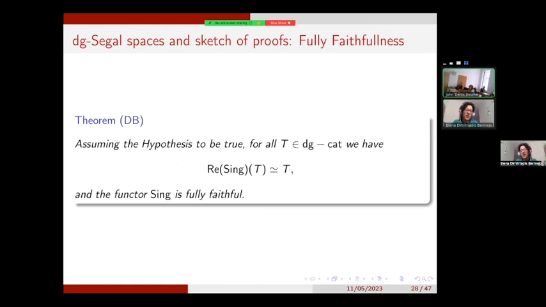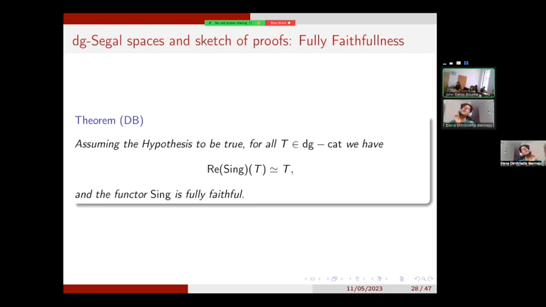And now, assuming that hypothesis, we're getting to the proofs. So I'm going to try and give you an idea of how we prove that this adjunction is actually an equivalence. So let's start with the fully faithfulness. Now, the general idea behind this proof is that it is relatively easy to prove that the functor Sing is fully faithful on free DG categories.